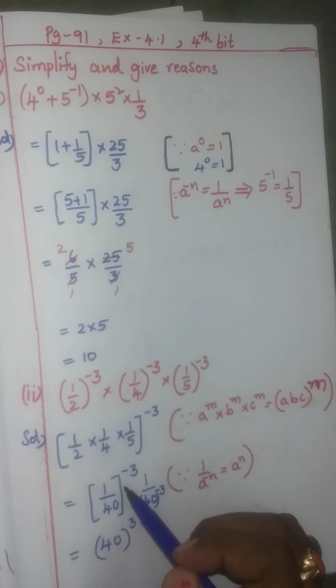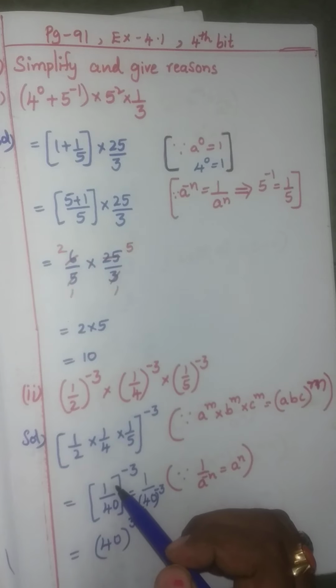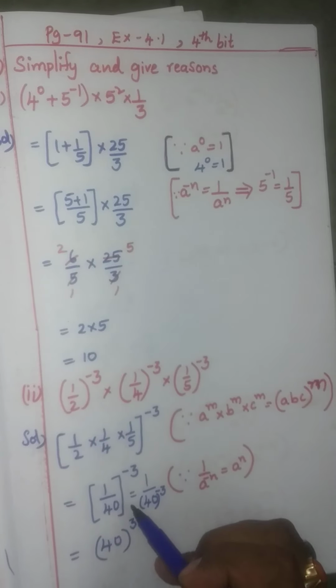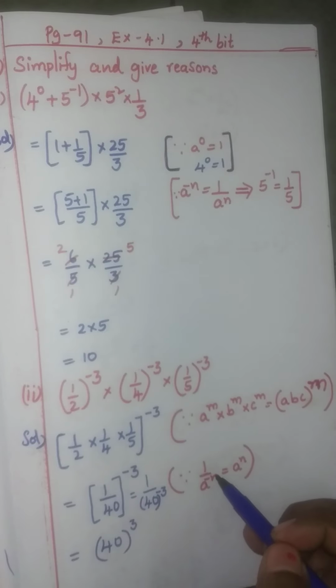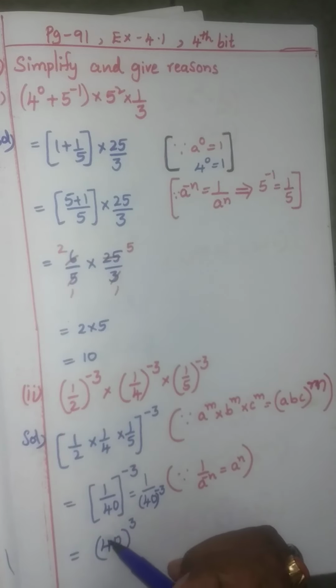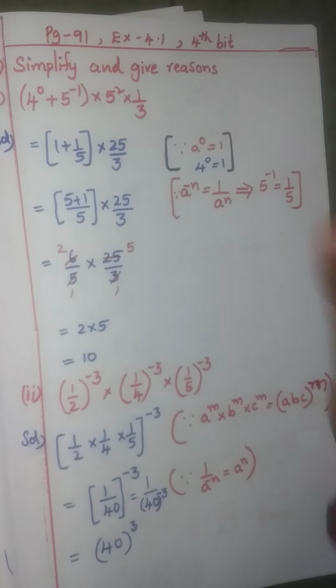See here minus 3 is the power for 1 as well as 40. 1 power of any number is 1 and remaining is 40 power of minus 3. By using the formula 1 by a power of minus n equals a power of n, a power of positive number. So here 40 power of 3. 40 power of 3 is the answer.